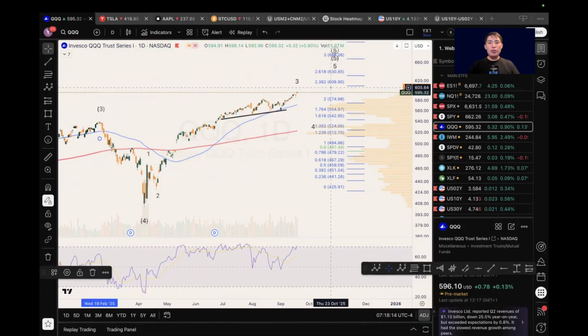But I do think 608, 609 is a realistic target in the near term before we get some sort of retrace. Over here, there's not a lot of resistance or volume profile, so we're in a bit of a vacuum where prices can spike quite quickly and drop quite quickly too.